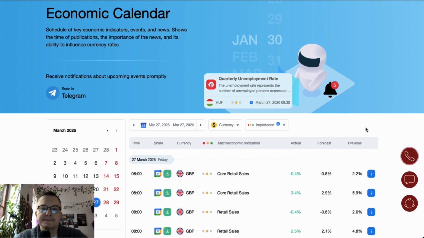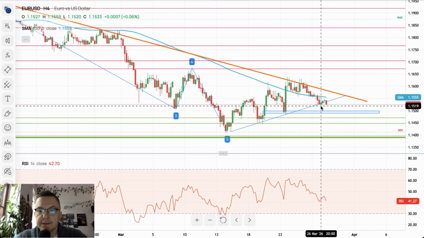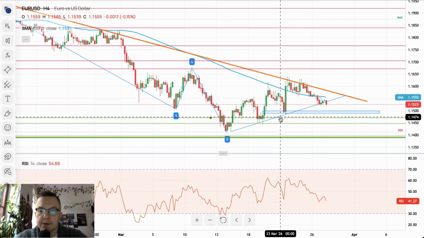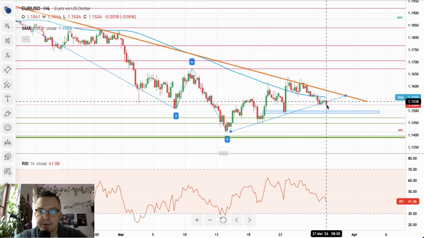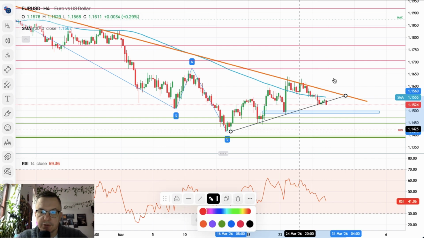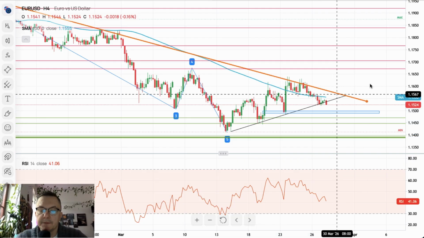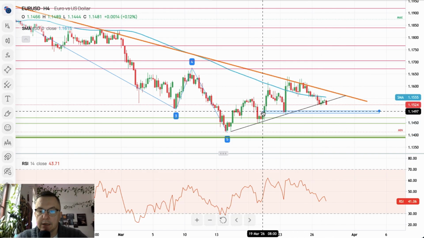We start with euro dollar. Euro dollar on our time frame chart is testing yesterday's lows, roughly around 1.1520. Any breakout lower would be confirmed if there is a breakout below the trend line and a candle close below the trend line. This is the blue trend line. Let me just change it to black.